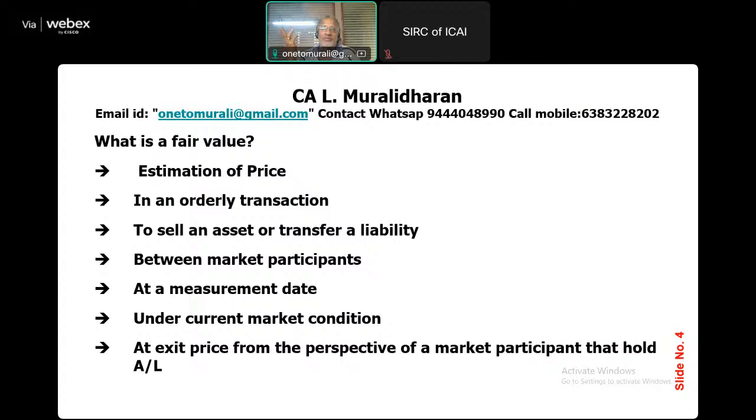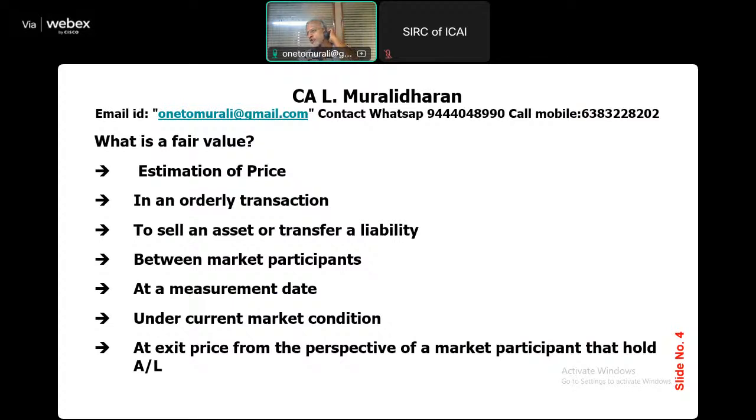It is not a quotation that is generally available that could be taken up as a fair value. Between two market participants, one will be a buyer, the other will be a seller. So that is my estimation of price; it is not that I have a property and think I should get so much money because I have so much liability. That is not the one. Between two participants, one is to sell and the other is to buy at a measurement date. So very important is valuation on a particular date under current market condition.